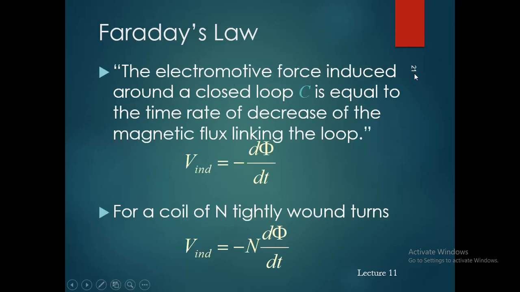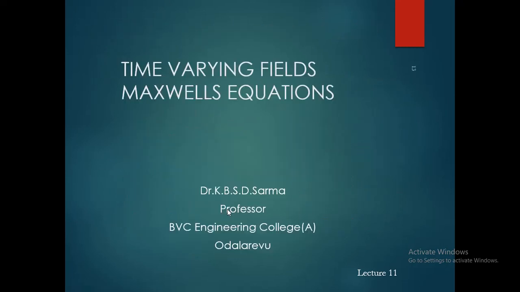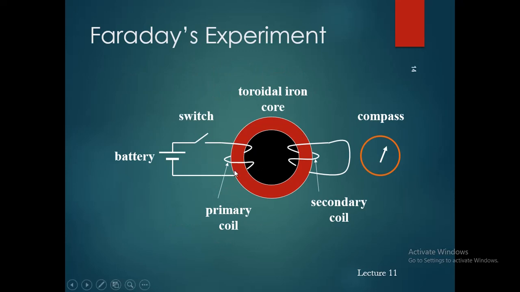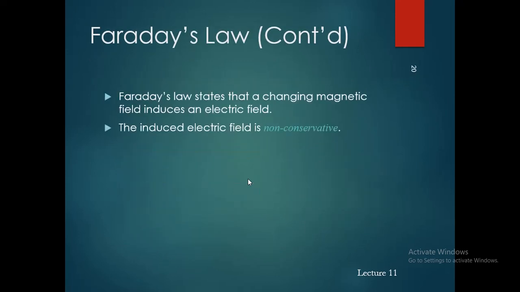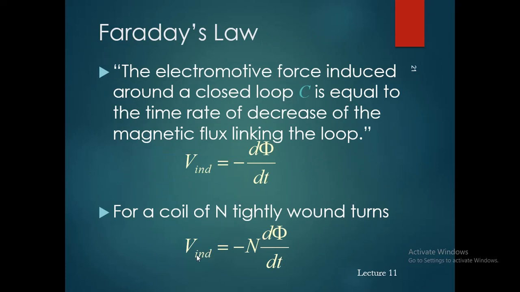Faraday's law: the electromotive force induced around a closed loop is equal to the time rate of decrease of the magnetic flux linking the loop. So V induced is equal to minus d phi by dt. For a coil of N tightly wound turns, V is equal to minus N d phi by dt, where N is the number of turns wound on the toroidal iron core, which has to be identified here.